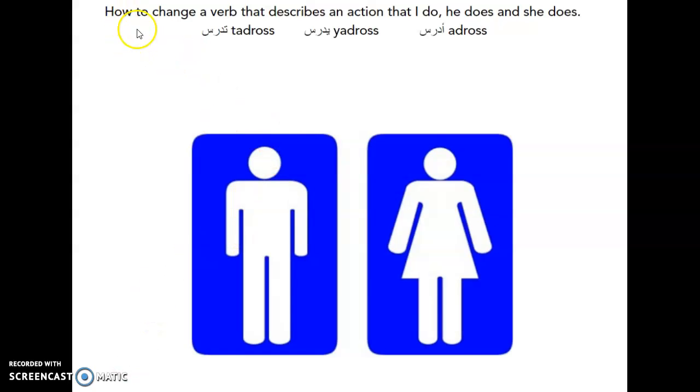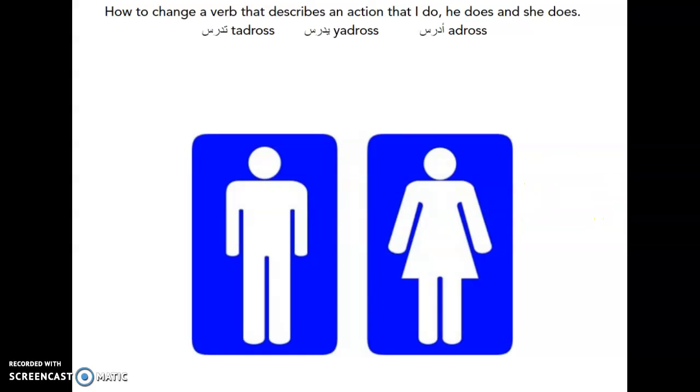So as you see here on this slide, today we're going to learn how to change a verb that describes an action that I do or he does or she does. Like in Arabic, we change the verb depending on who the subject is. If you remember, every time we say أدرس, آكل, أذهب, أغسل, I keep showing you that the alif is for me, أنا. So today we're going to see how you can say he studies or she studies, or all the other verbs that you already learned on the daily routine, like he washes his face, she washes her face.